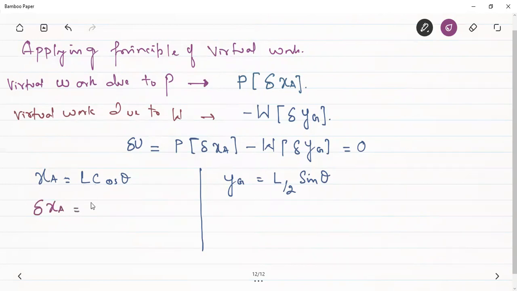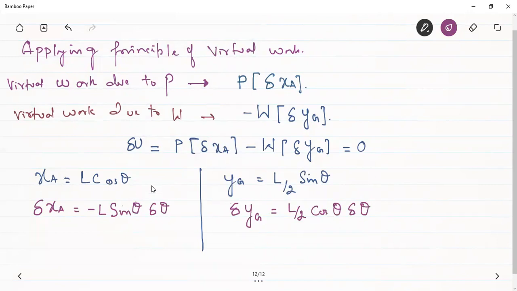So this will be equal to minus L sine theta delta theta, since the differentiation of cos theta is equal to minus sine theta. Similarly, performing the differentiation of this, we will get that delta yg is equal to L by 2 cos theta delta theta. So now we will substitute the values of delta xa and delta yg in the above equation.